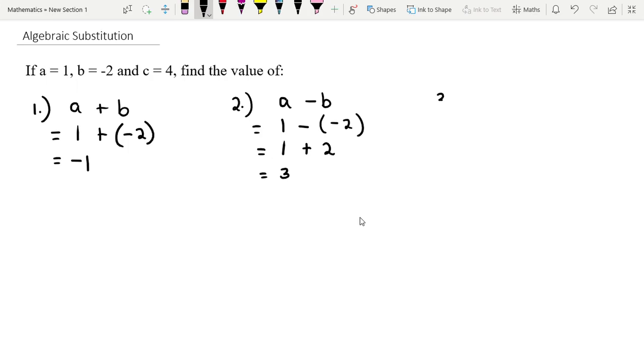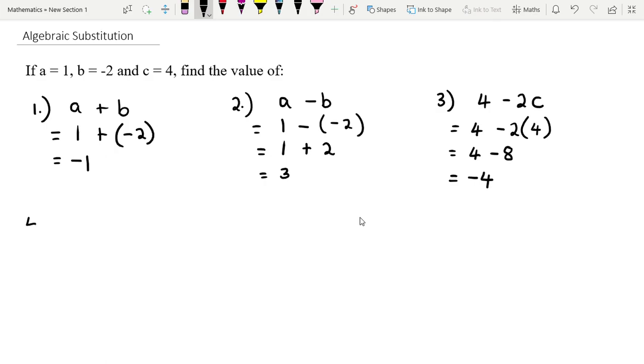Right, let's look at another example. 4 minus 2c. So here we have 4 minus 2, and the value of c is 4. And here we will have 4, a negative times a positive will give me a negative, and 2 times 4 will give me 8. And 4 minus 8 would give you -4.